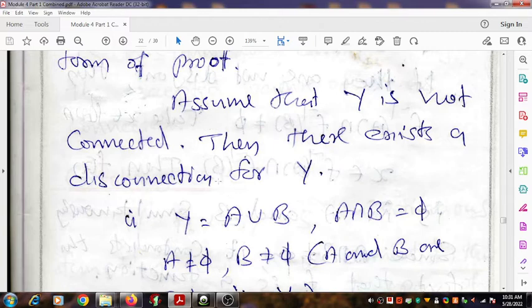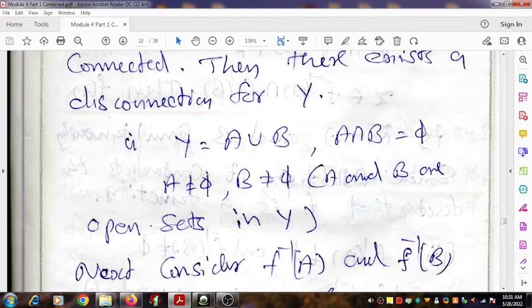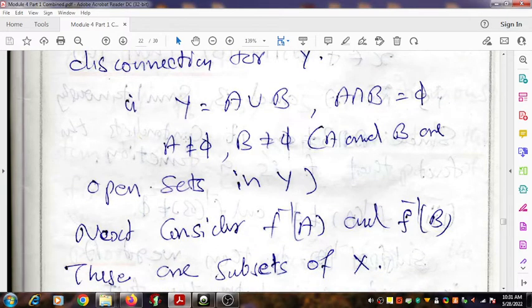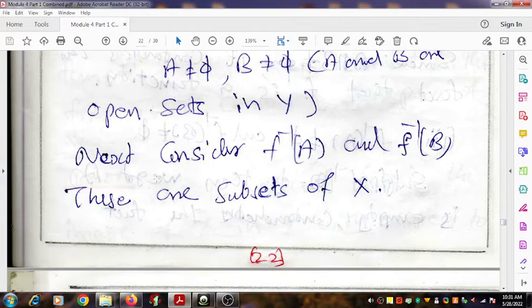Since Y is assumed to be disconnected, there exist two non-empty disjoint open sets A and B such that they make the disconnection. That means A and B exist such that Y equals A union B, A intersection B equals the empty set, A is non-empty, B is non-empty, where A and B are open sets in Y.